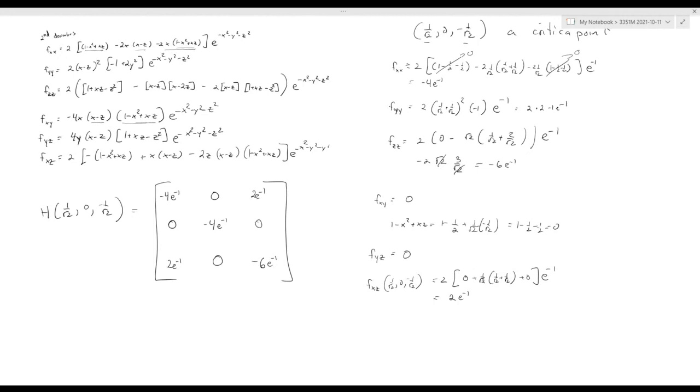I have a question. Can we factor out the coefficient? Yes. The e to the negative 1? No, like 2e to the negative 1. Can we factor out that?